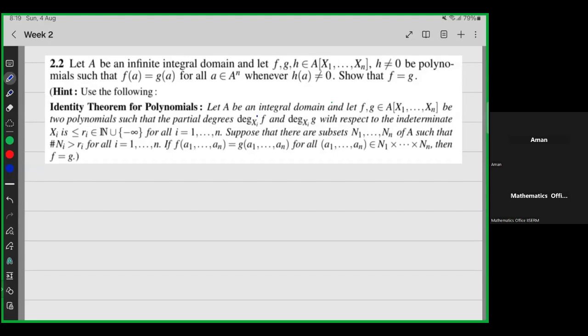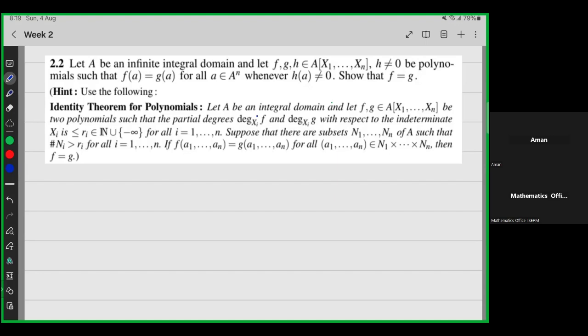So here we have the second question. When A is an infinite integral domain and f, g, h are three polynomials where h is not 0, and f(a) is equal to g(a) for all those points of A^n where h is not 0, we have to show that f is equal to g. That is, by the identity theorem for polynomials, it is enough to show that f(a) is equal to g(a) for all a in A^n. Then f will be equal to g.